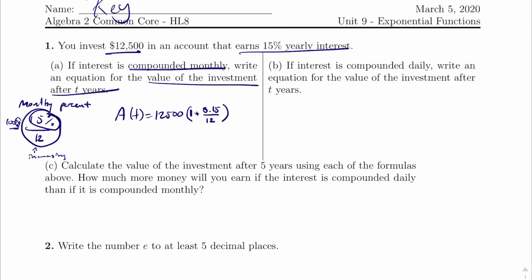And then because we're compounding it every month, it's going to be compounded 12 times as frequently as though it were years, so this will be the 12t power.